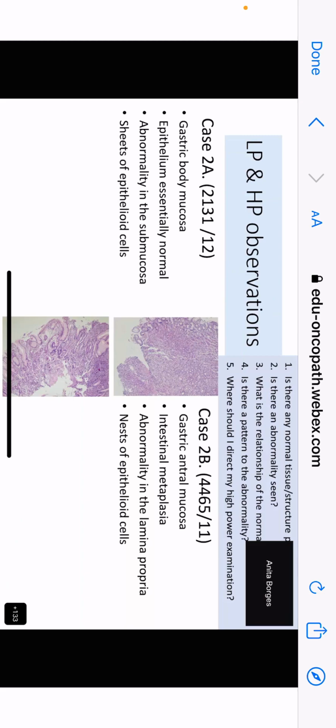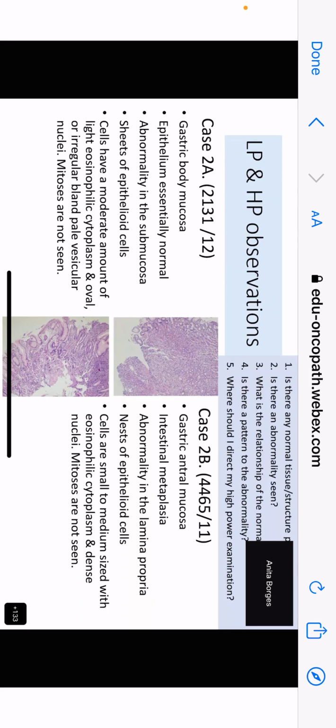Yes? Yes, ma'am. And if you had to describe the cells, they have a moderate amount of light eosinophilic cytoplasm, oval or irregular, bland, pale, vesicular nuclei. You thought you could see prominent nucleoli. I did not see them. There were no mitoses. Here, we said that, no? Small, medium, etc. Mitoses are not seen. And what else did you see?